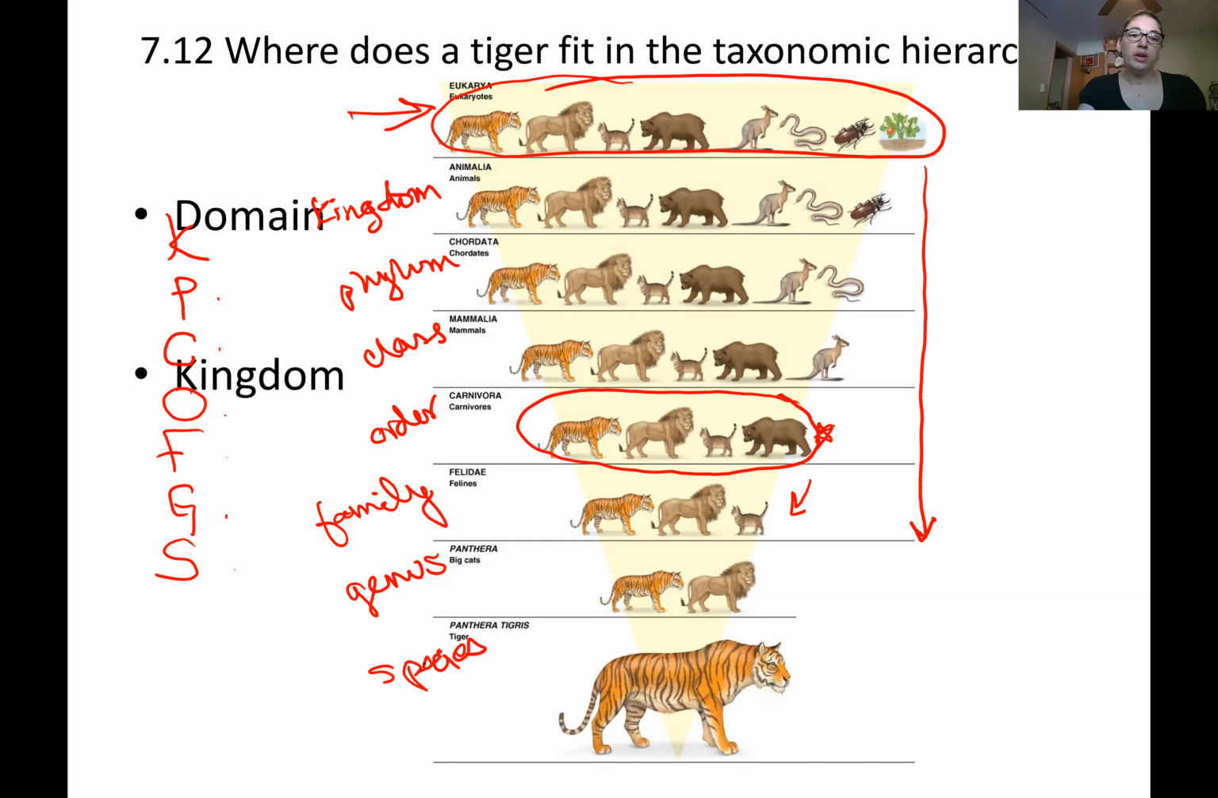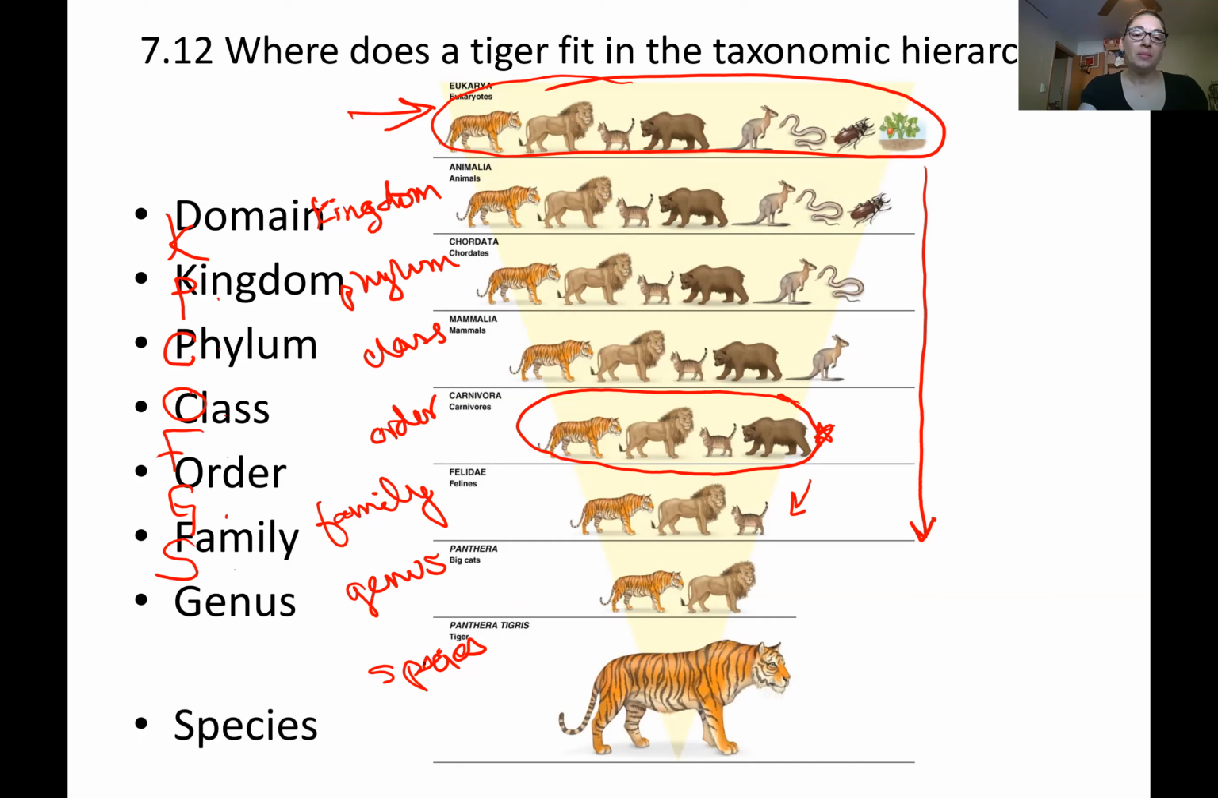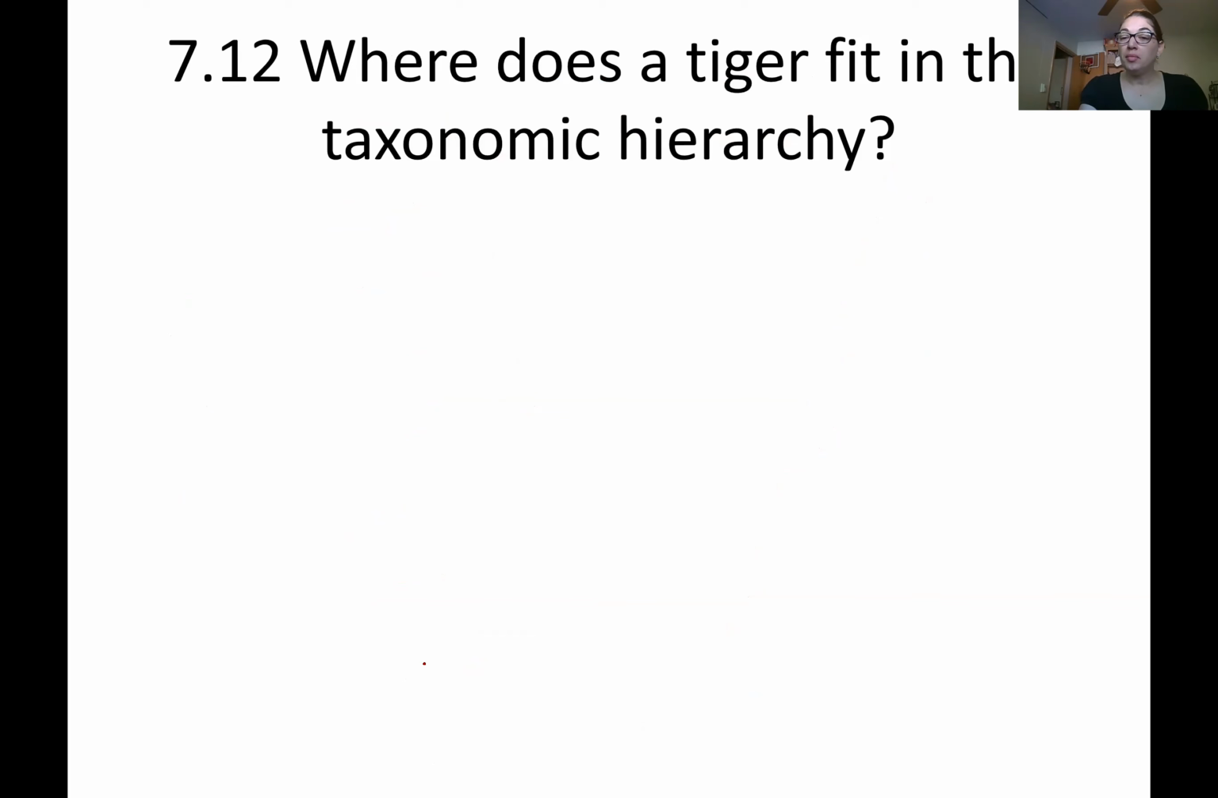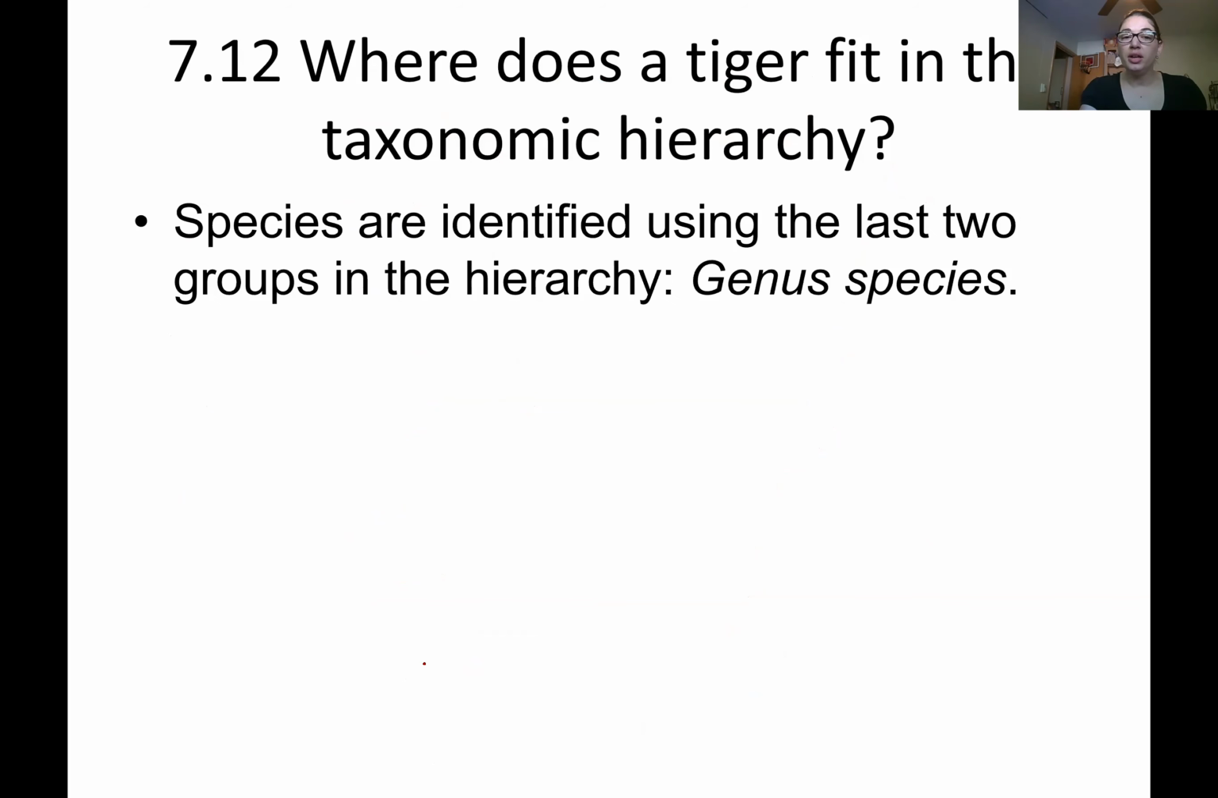Oh, there it is. I forgot that I wrote that down. Sorry. So there we have our order from domain all the way to species. I don't need you to put domain in your homework or your attendance today. We're just going to focus on the ones that I brought up, okay? So enter the question again, where does a tiger fit in the taxonomic hierarchy?